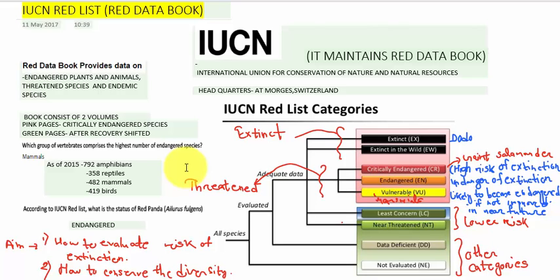So the purpose of this IUCN Red List or Red Data Book is to evaluate the risk of extinction and to conserve or improve the species which are going to be extinct in the near future. So the overall idea is to conserve our biodiversity and to know the risk of extinction. This is all about the Red Data Book.